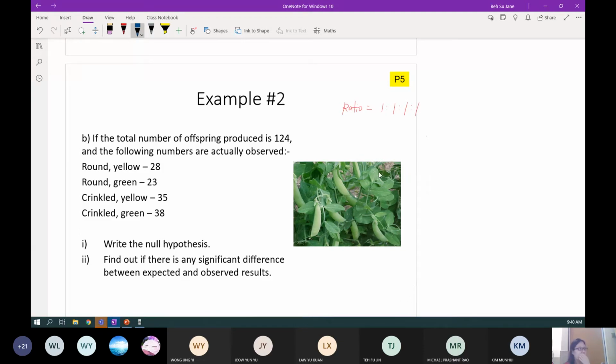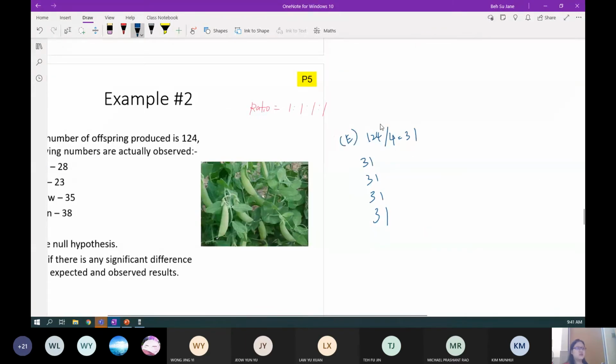Okay, so I think some of you already got there. What you need to do is to find the expected. So this is observed. Make sure you find the expected. What's the expected? 124 divided by 4, which is 31. So it's 1:1:1:1, right? So the expected is 31, 31, 31, 31. I didn't give you a table here, so it doesn't matter here.